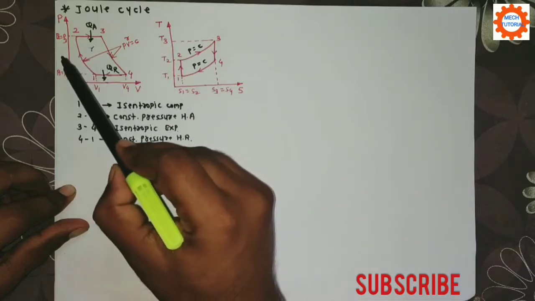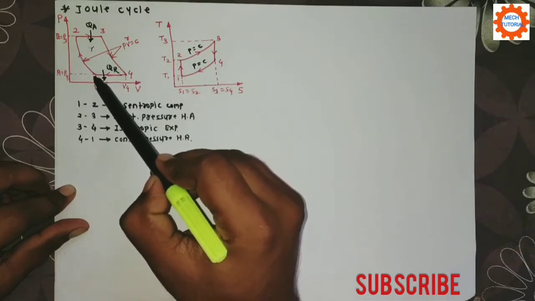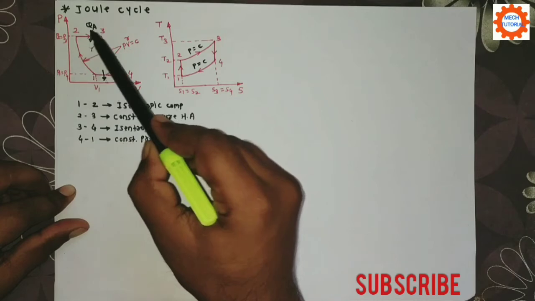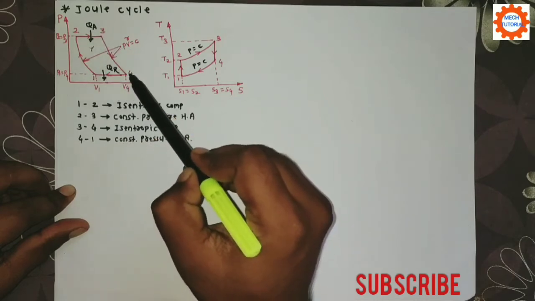In a PV diagram, there are 4 processes: process 1 to 2, 2 to 3, 3 to 4, and process 4 to 1.